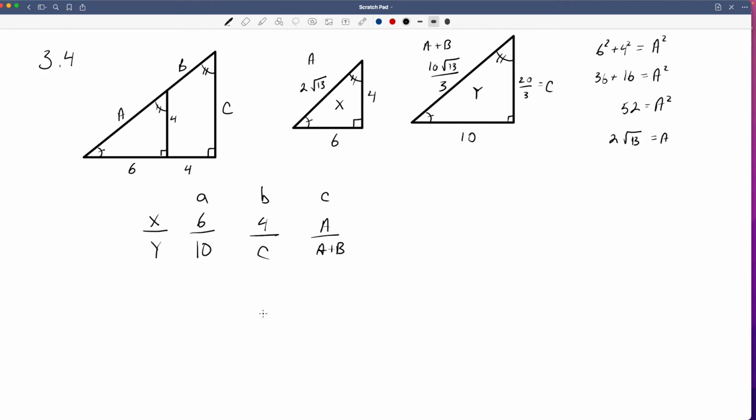All right, so I can find C by doing this right here, right? So 6 over 10 equals 4 over C.